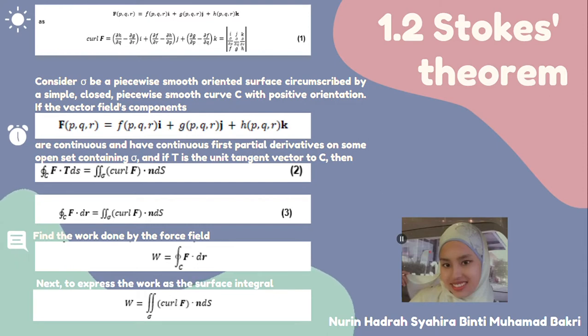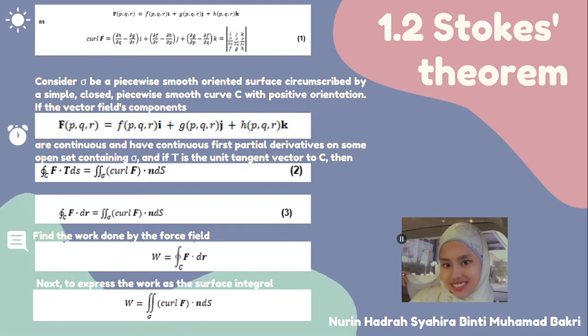Consider sigma to be a piecewise smooth oriented surface bounded by a simple closed piecewise smooth curve C with positive orientation. If the vector function components as below are continuous and have continuous first partial derivatives on some open set containing sigma, and if T is the tangent vector to C, then we can look into equation 2 given.